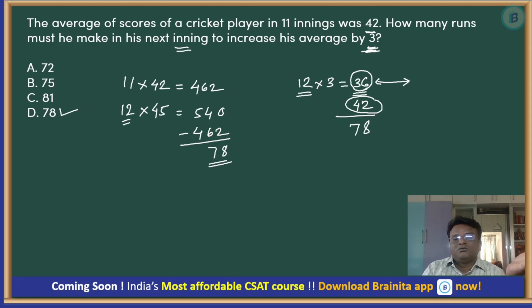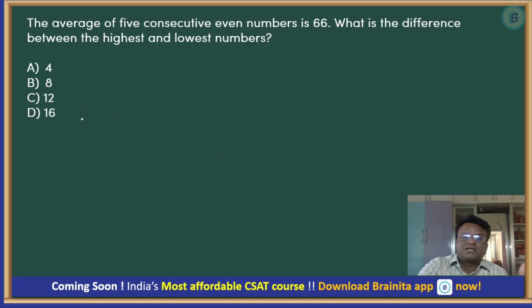Okay, I think you might have understood this now very easily. I just add that original average plus the runs that he requires to increase the average by 3. When I add that, I will get his runs in the 12th innings, which is 78. Okay, let us move to the next question.